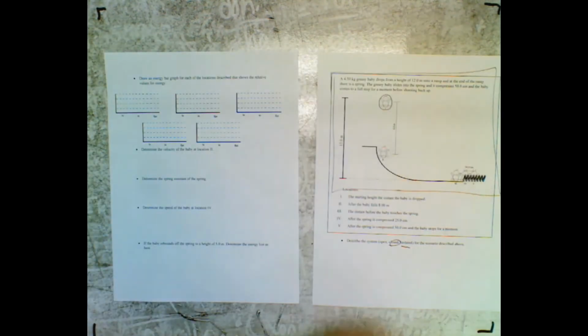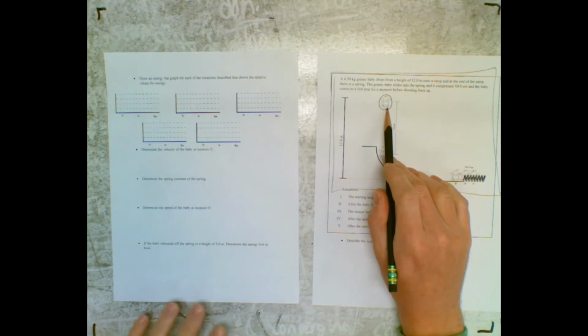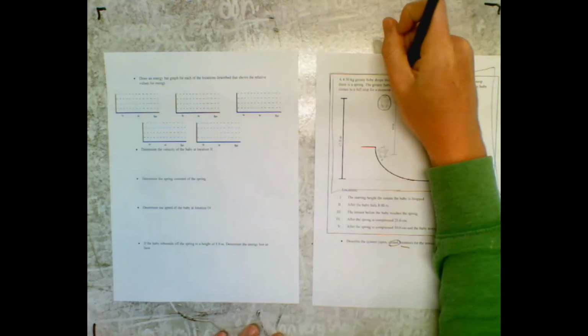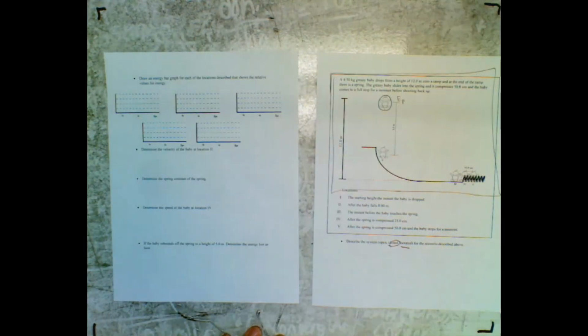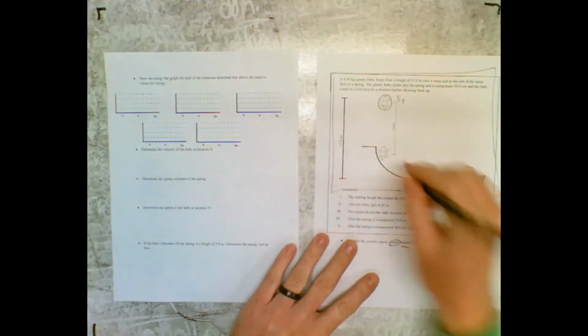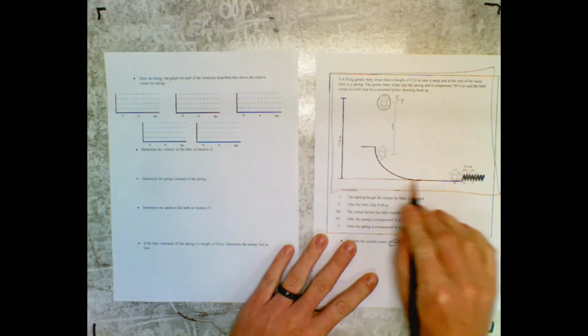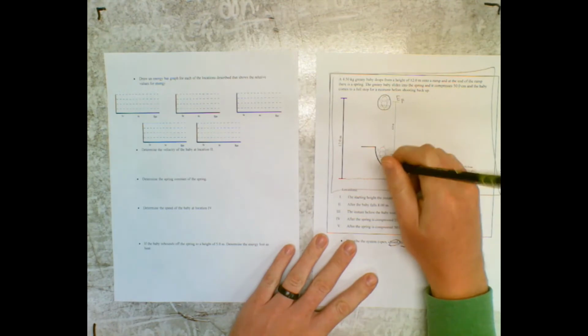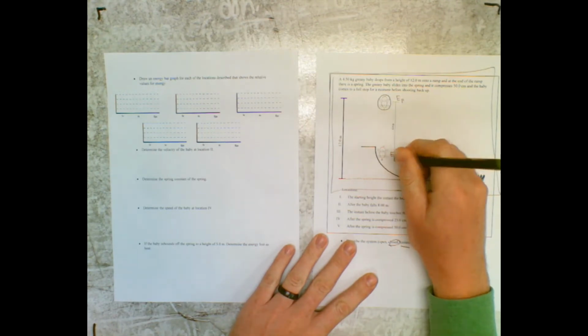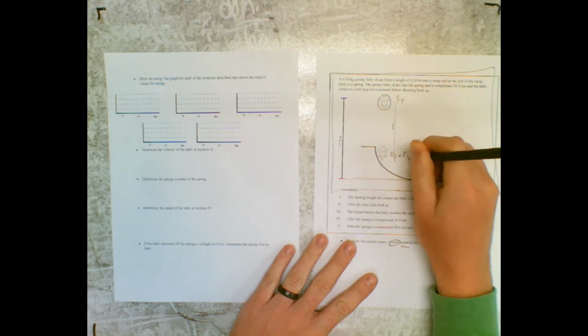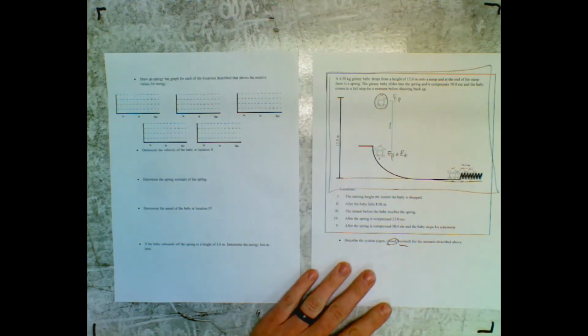So the second part: draw an energy bar graph for each of the following locations described, and that shows a relative value for energy. So we start off with the baby up here, and that's when it's got only potential energy because it's not moving, right? And we're going to keep our reference point at this line right here. So it's not quite at the reference point, so it still has potential energy, but now it's got kinetic energy, right?